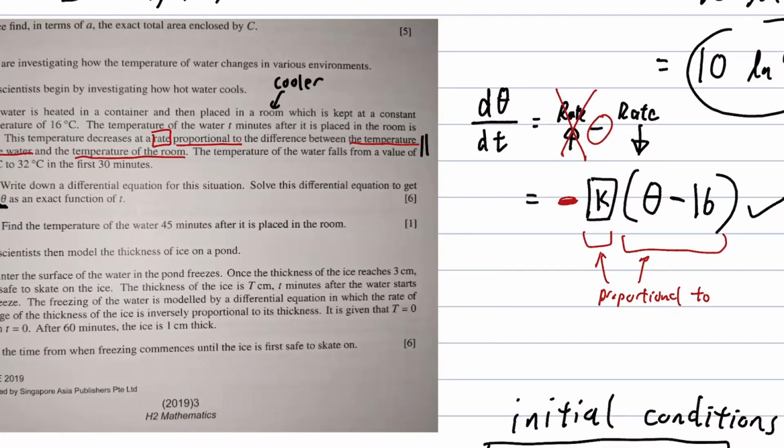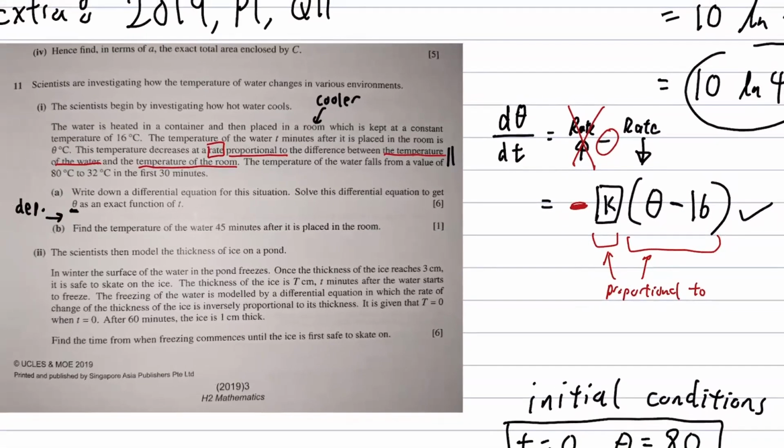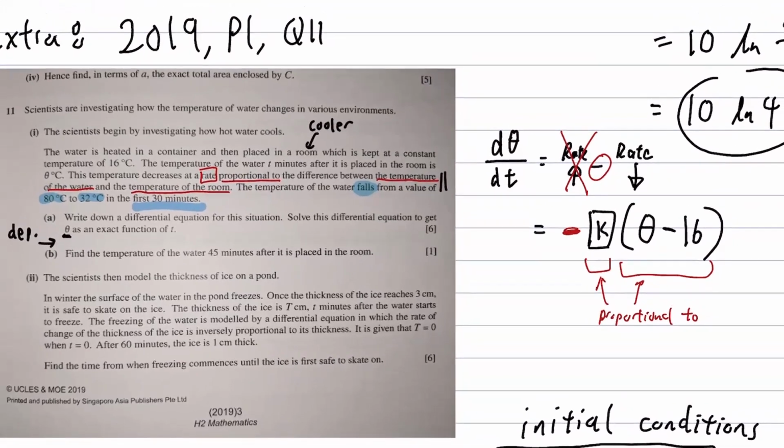Yes. Just read carefully. You must translate the English into the math. Not that bad, right? I hope. Yeah. You practice a lot of questions already. Okay. Then the next part, they tell you temperature of the water falls from a value of 80 to 32 in the first 30 minutes. So this is really just the initial condition, okay? Can you tell me what's the initial condition from this?